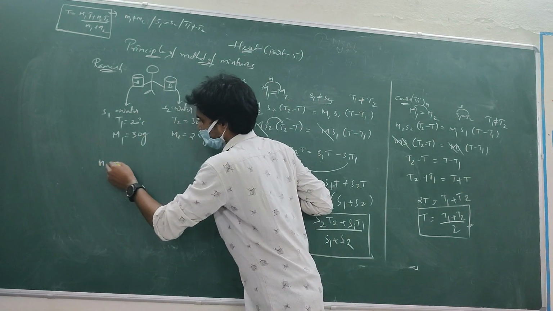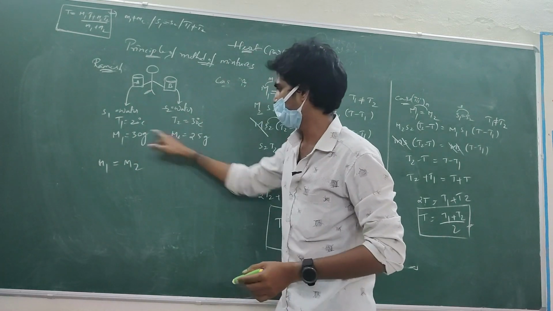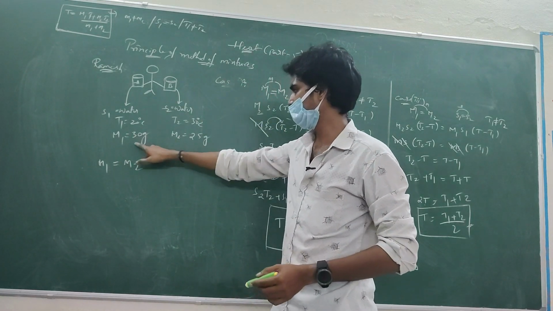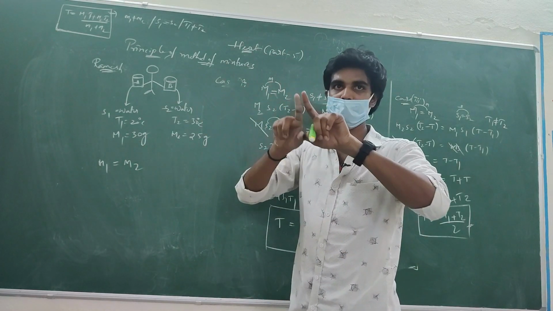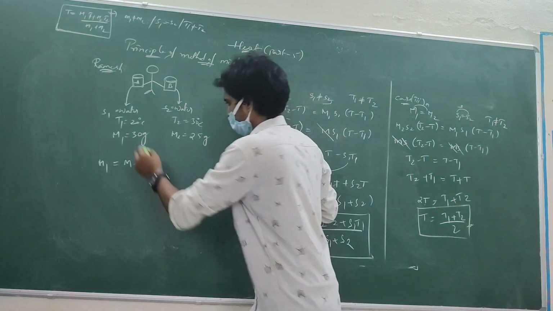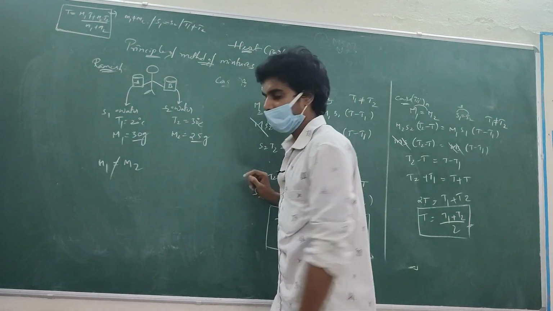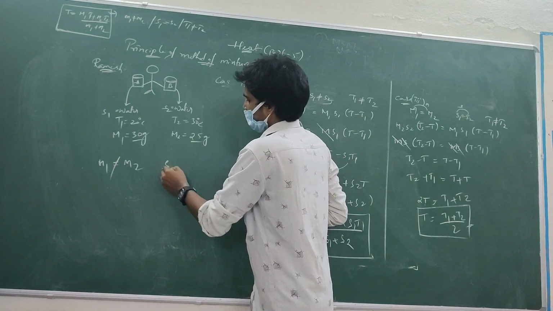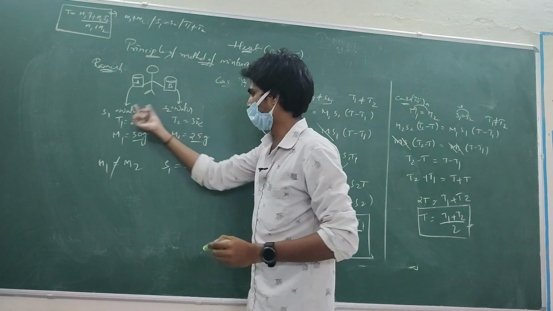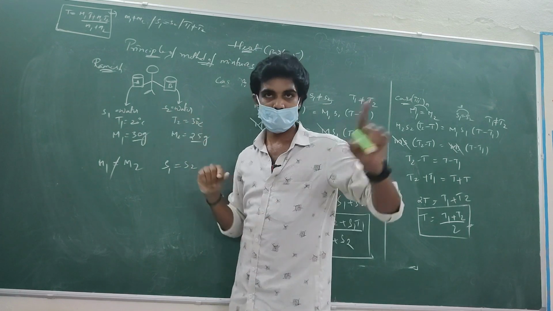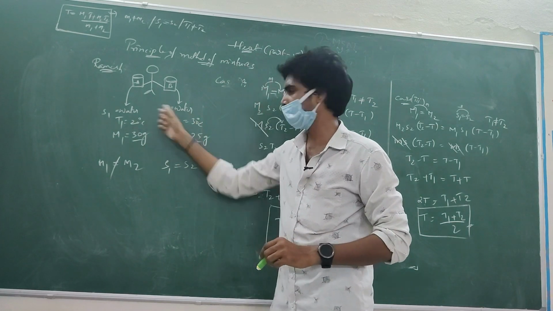Let's say m1 and m2. If you look into m1 and m2, m1 is 30 and m2 is 25. Were both equal? Not equal, right? Because it is 30 and it is 25, so both were not equal. Wonderful. S1 and S2, if both were water, then it becomes equal. Yes, right? They both were equal.